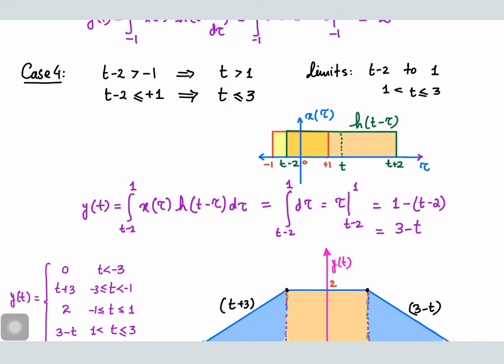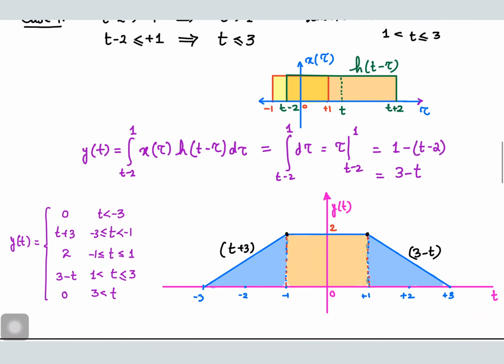of these two signals, and our integration limits are from t minus 2 till the point 1, because during this there is the area decrease, or the change in the area overlap. So from t minus 2 to 1, x of tau into h of t minus tau, if you work that out, 3 minus t, this equation will give us how the area overlap is going to change with the change of the time t.